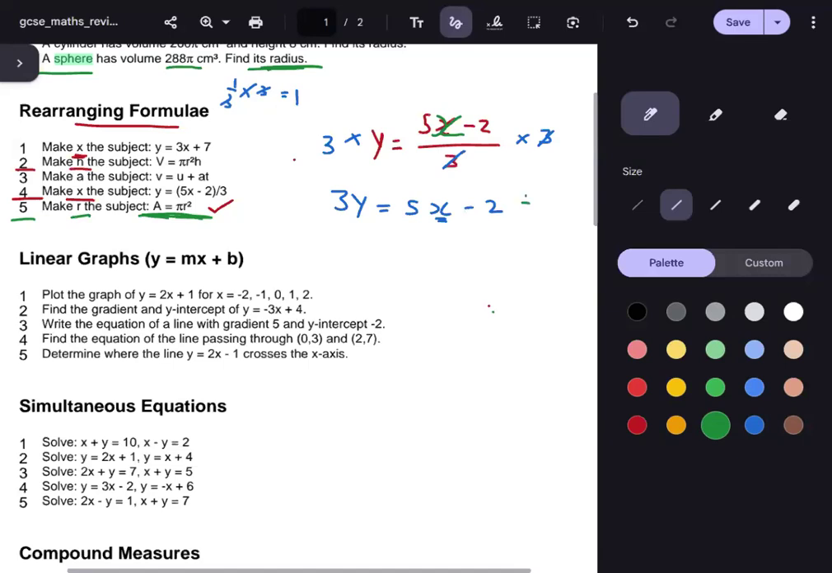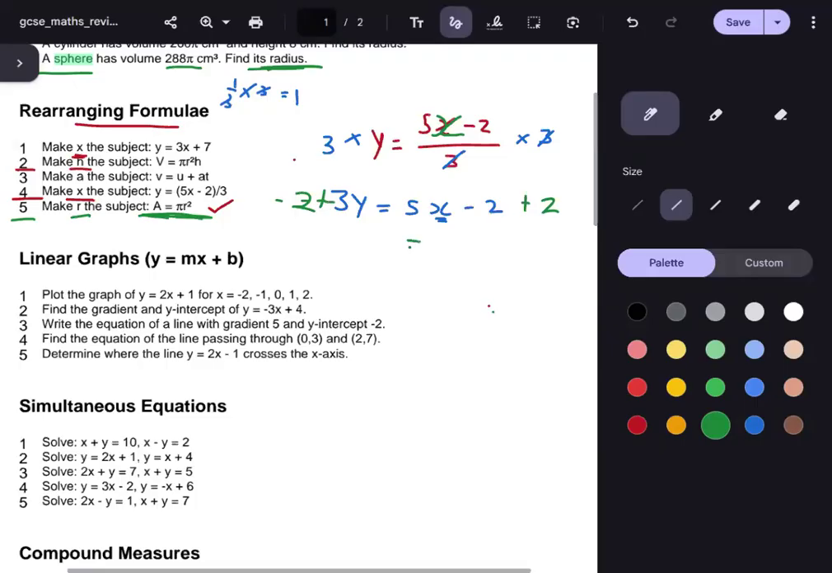So we're going to plus 2 on both sides. If you put minus 2 plus 2 on your calculator, you'll get 0. So that's how we get rid of the minus 2. Here as well, we're going to plus 2. So let's just write minus 2 plus 3y, because 3y is positive. So minus 2 plus 2 is 0.